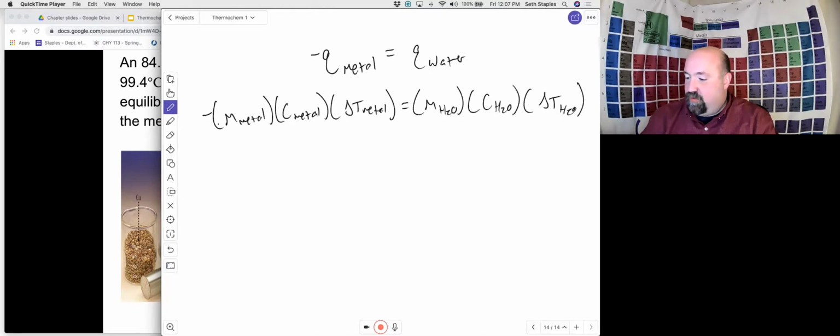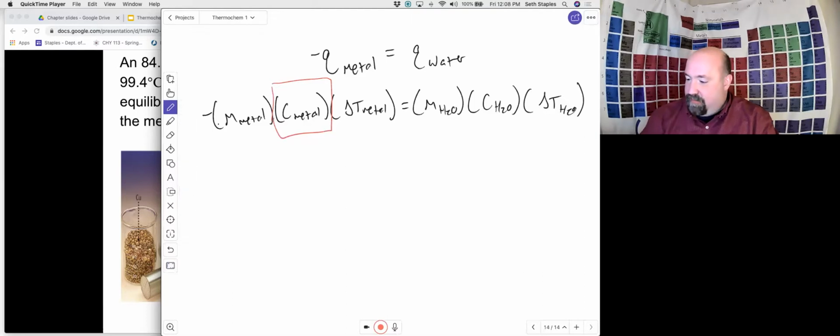So ultimately, we do need to be solving this for our C of the metal. This is what we're looking for. So a couple different approaches here. You could either just algebraically rewrite this equation to solve for C of the metal, and then plug in your numbers and go, or you could put in all of your numbers and then rewrite the equation after that. Either way. So I'm going to go ahead and just input my numbers here now.